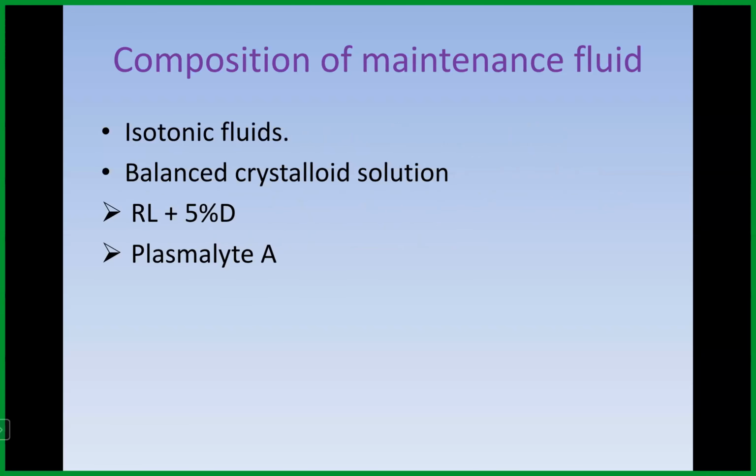Now, what should be the composition of the maintenance fluid? As we all know, isotonic fluids will be the best, and also we should give a balanced crystalloid solution. The most common isotonic fluid that we use is normal saline, but normal saline is actually an unbalanced solution. It will lead to hyperchloremic acidosis in patients, especially those posted for surgery. We should not try to give this fluid because it will lead to renal compromise after surgery. So the best solution will be Ringer lactate along with 5% dextrose.